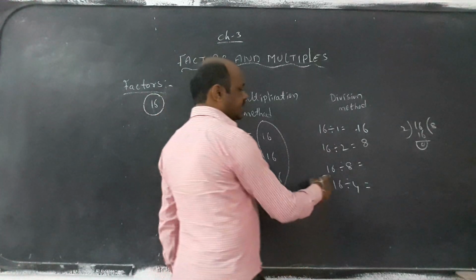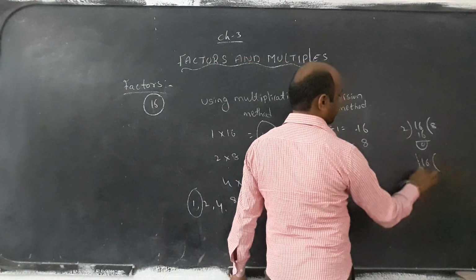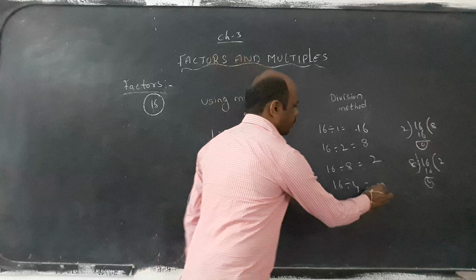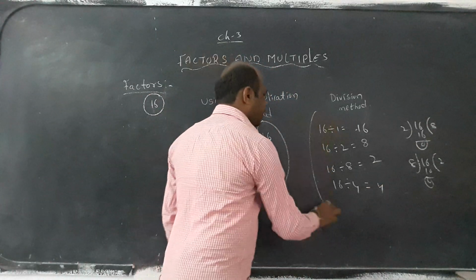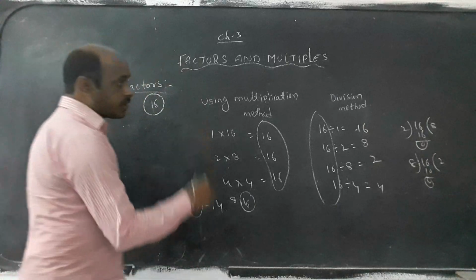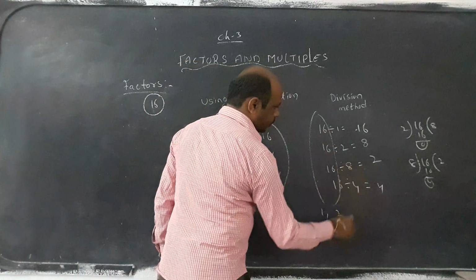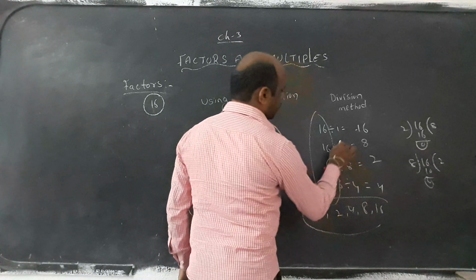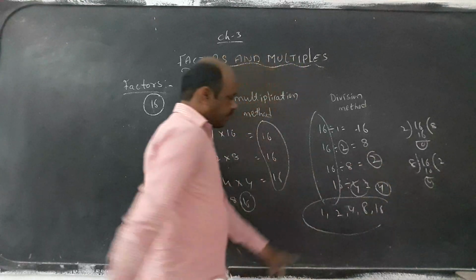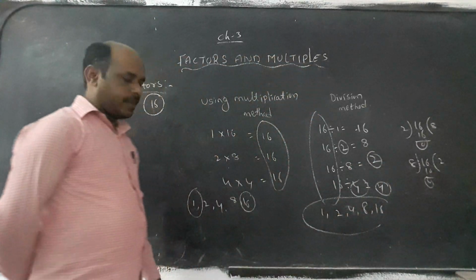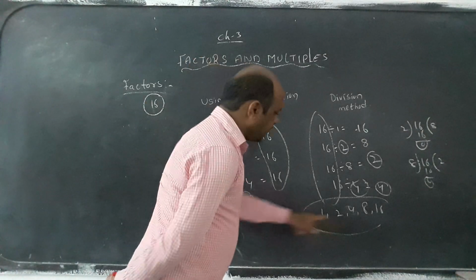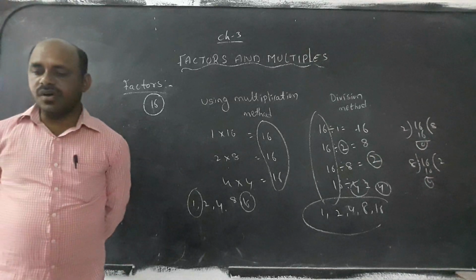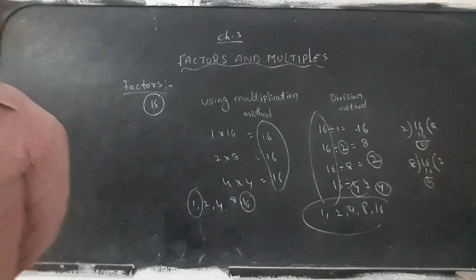Okay, the next one. See 16, 8 table, how many times will it go? 8 2 is 16, the remainder is 0, then you can write 2. Then 4 4 is 16. Here, the common one you can leave. 16 is common. Remaining are 1, 2, 4, 8, 16. The ones we got 2 times, don't repeat, write only one time. Here we got 1, 2, 4, 8 and 16. These we will say are the factors of 16.